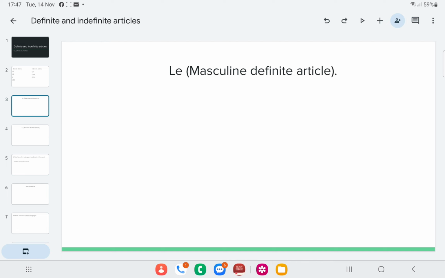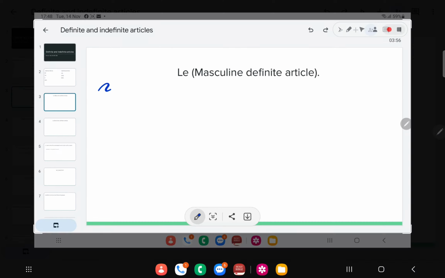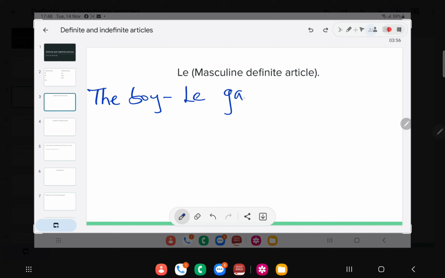The French expression of boy is garçon, but garçon can't stand on its own, so it has to be introduced by either a definite article or indefinite article. In this case, we are using a definite article. Let's say the boy. This will be le garçon. Le, because garçon, boy, is masculine.